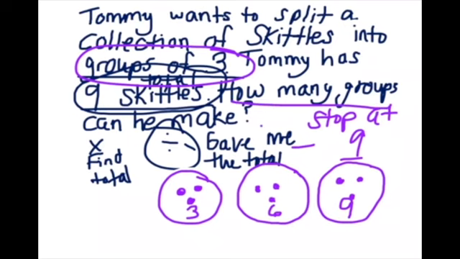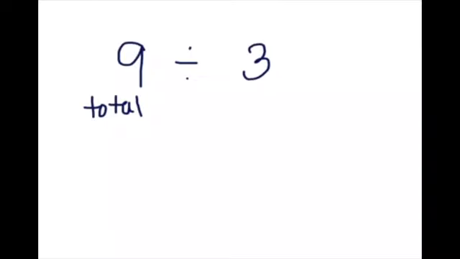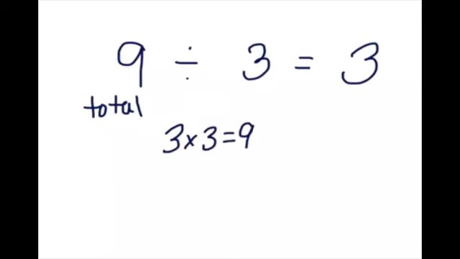So how many groups did we make? We did groups of 3. And we had to stop where? We stopped at the 3rd group. So our division problem would look like 9, because that's how many total Skittles we had, divided by 3. That's how many he wanted in each group. And that equaled what? 3. And if we were multiplying, that would just look like 3 times 3 is 9.